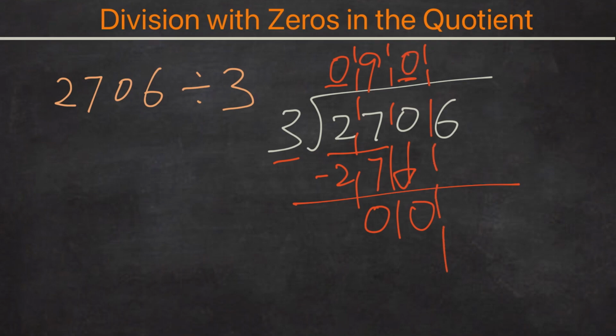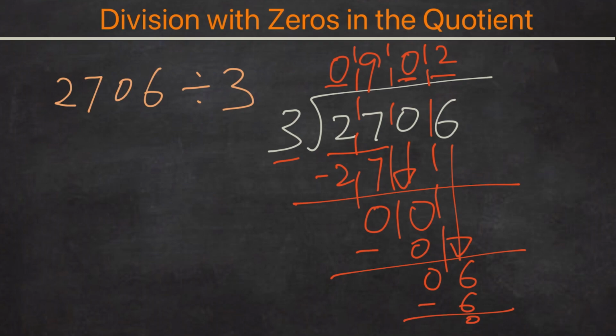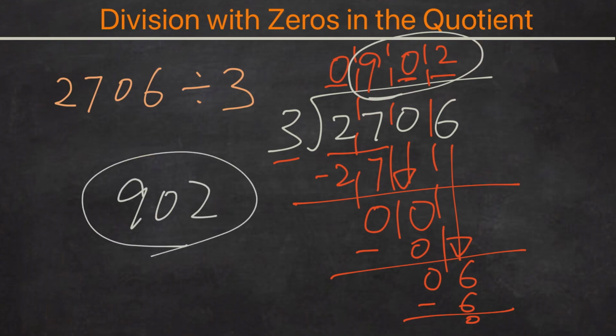So now we have 0. So 3 times 0 is 0. And we bring down the 6. And we need to answer this spot. So 3 times 2 is 6. And now we're done. So the answer for the quiz question is 902. And hopefully you got this answer correct. And if you did, you mastered this lesson.